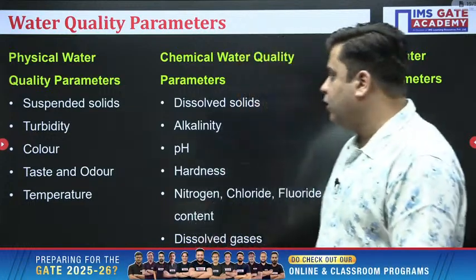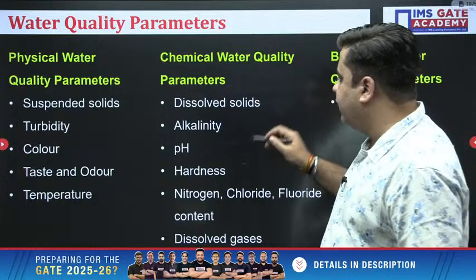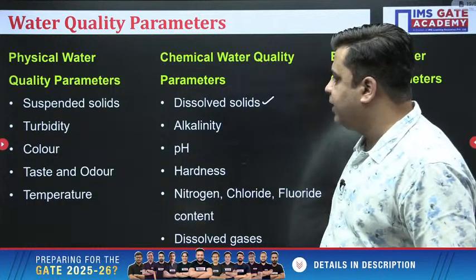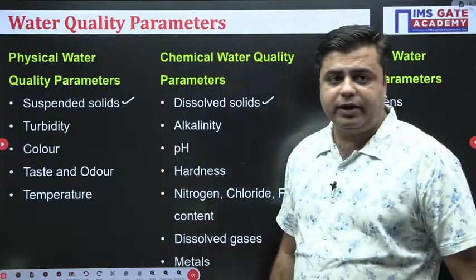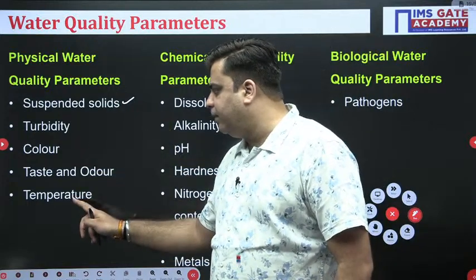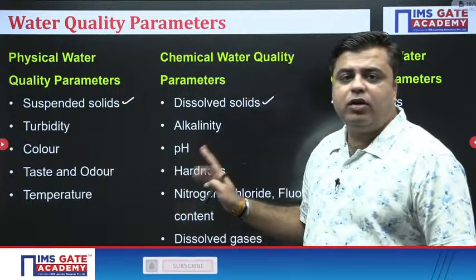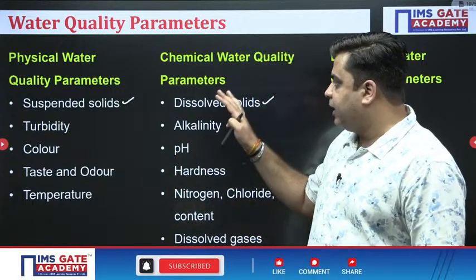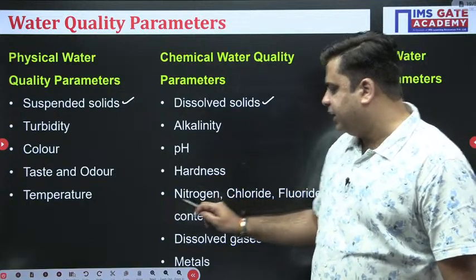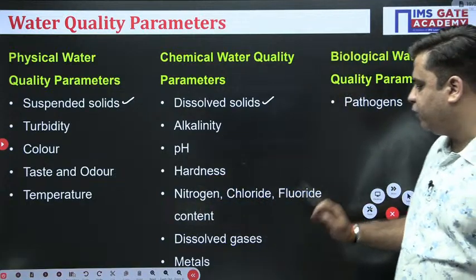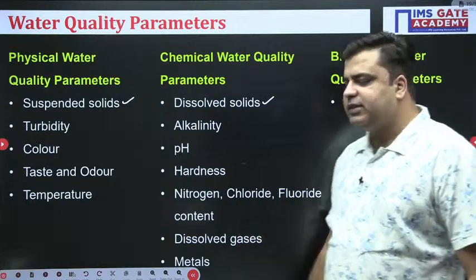So first of all, if you look into the chemical water quality parameters, dissolved solid is a chemical water quality parameter and suspended solid is a physical water quality parameter. None of these physical water quality parameters will affect the chemical quality of water. So the chemical water quality parameters start from dissolved solids, alkalinity, pH, hardness, nitrogen content, chloride content, fluoride content. Then you have dissolved gases and metals.